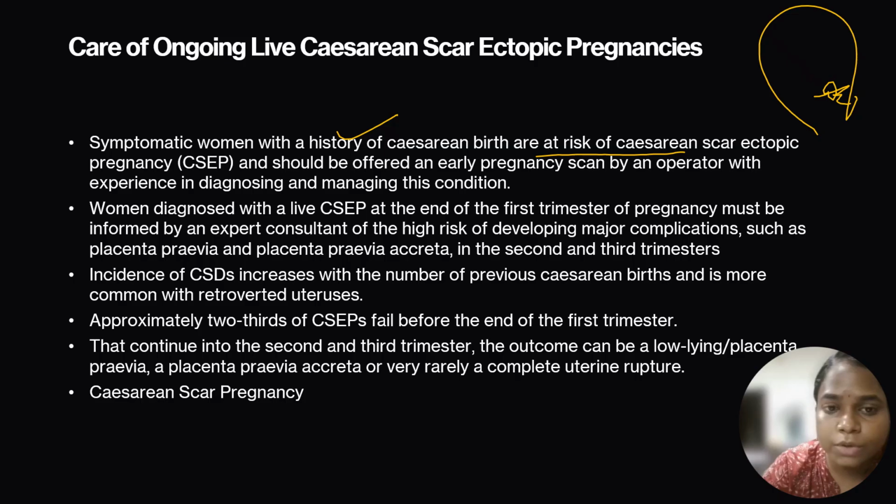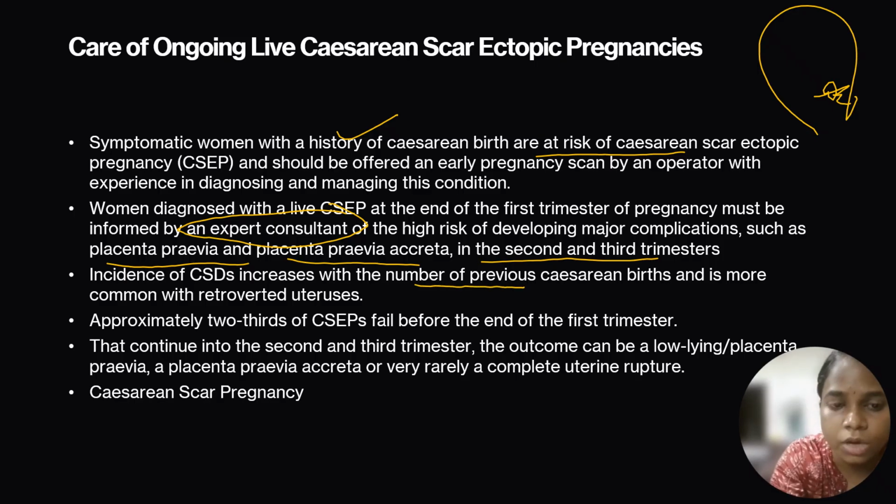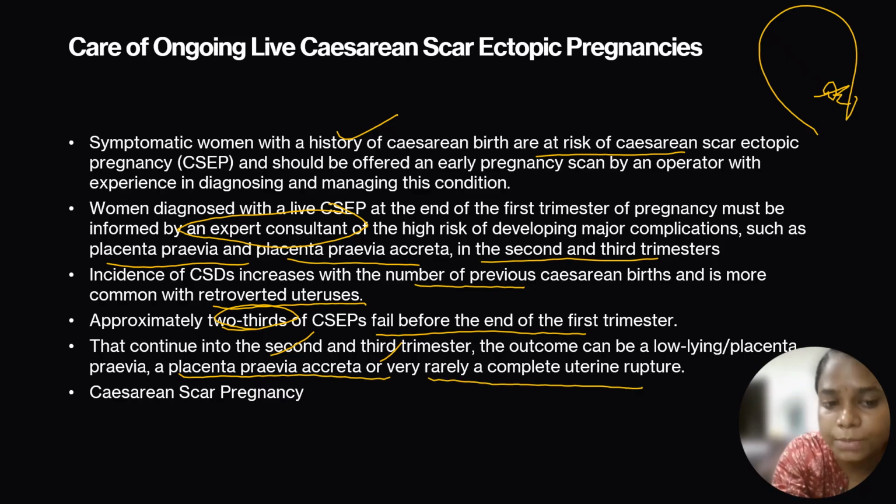Women diagnosed with a cesarean scar pregnancy should go to an expert consultant, because there is a major risk of complications like placenta previa and accreta in the second and third trimester. This depends upon the number of previous cesarean births. A retroverted uterus also may land up in a cesarean scar pregnancy. Approximately two-thirds of cesarean scar pregnancies fail before the end of the first trimester. But if they continue into the second and third trimester, it can result in placenta previa and accreta. Very rarely, uterine rupture can occur.